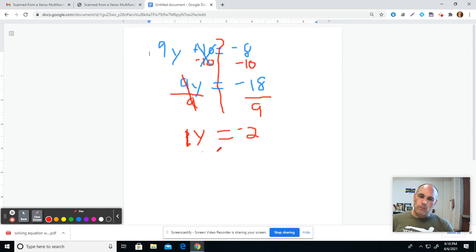Now, remember, let's plug this back in to make sure this is a solution. So when I put a negative 2 in for y, 9 times negative 2 is a negative 18. Negative 18 plus positive 10, yep, it's a negative 8. So that I know is the correct solution.